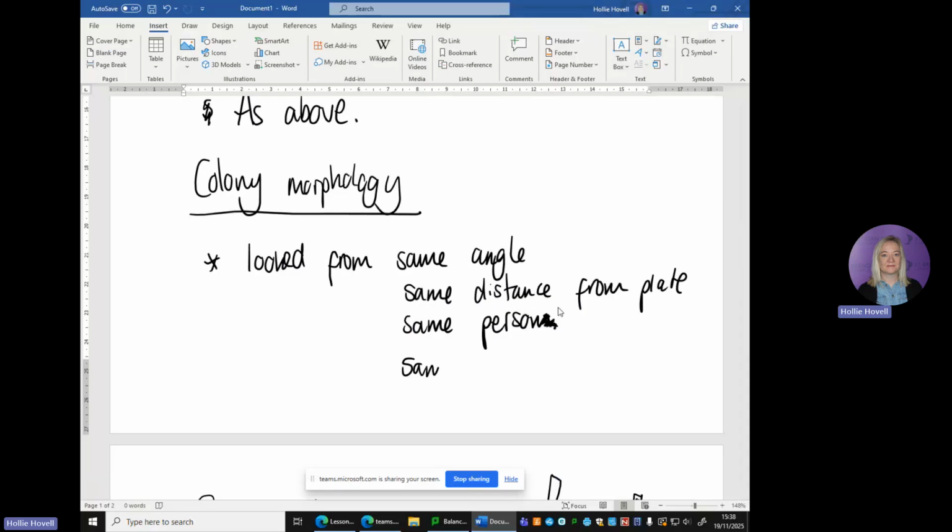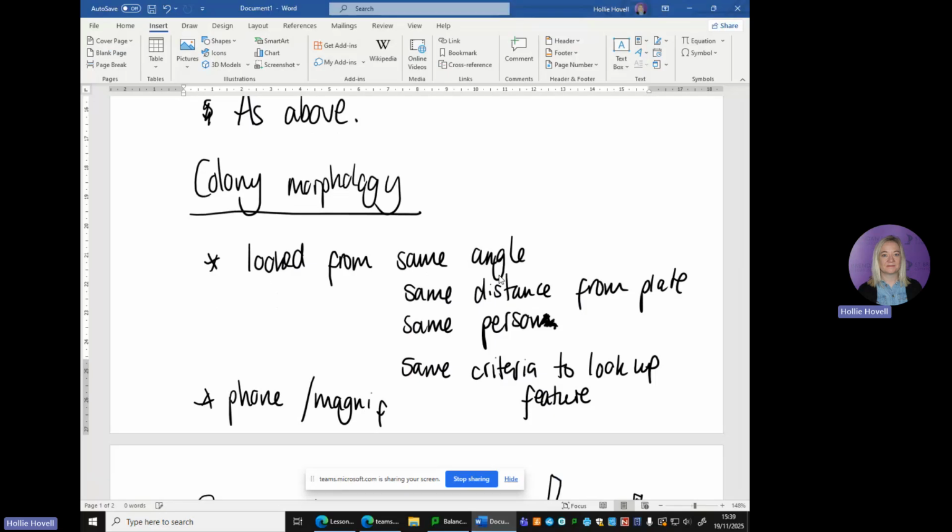You were using the same criteria to look up the features. So we were using that specific language, weren't we? Like punctiform, circular, etc. Okay. So you just need to say this is how you looked at it. Also, if you used a phone to zoom in or a magnifying glass, you should have used it on both of the plates to make it fair.